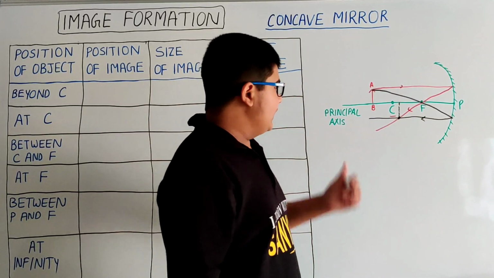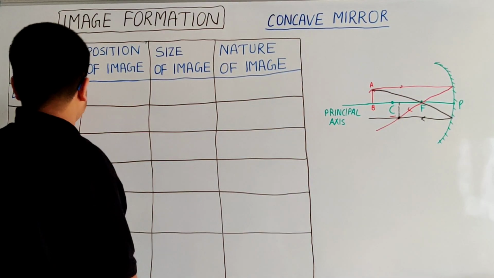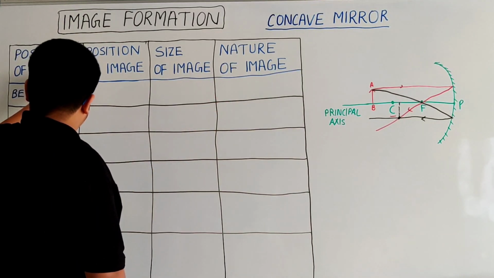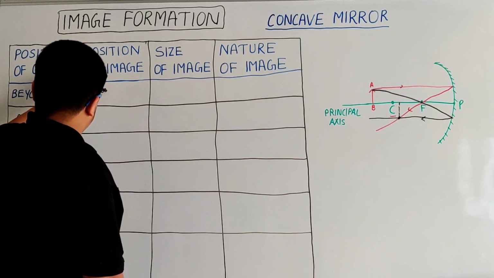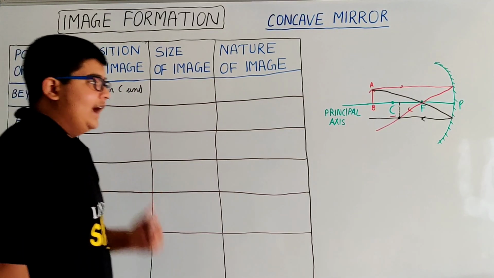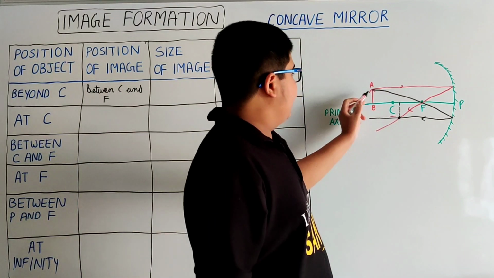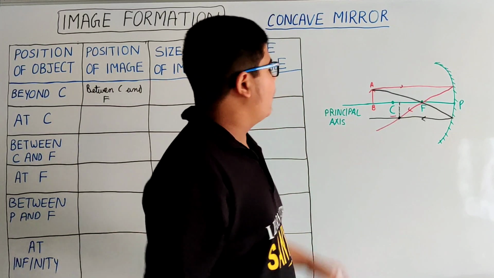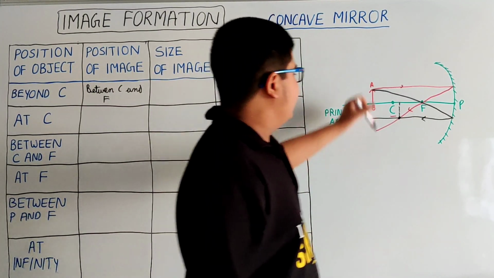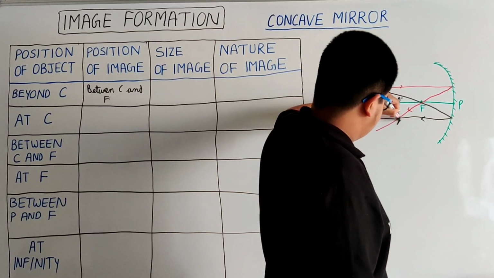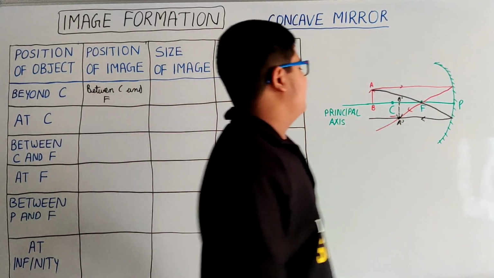And now you may observe that. So first let's fill this. So object is beyond C, so the position of image will be between center of curvature and focus. And now you may have observed that this image formed is slightly smaller than the main object. So object AB is the object, and let's name the image as B dash A dash. This will be our image.